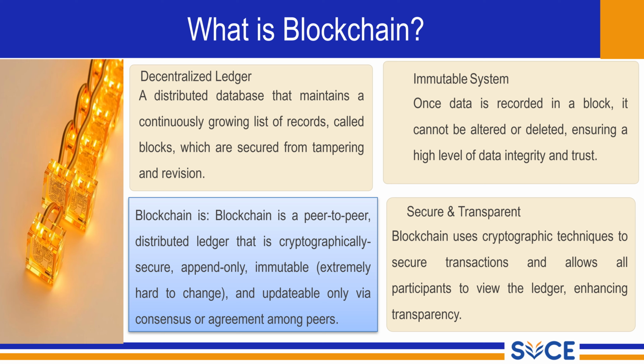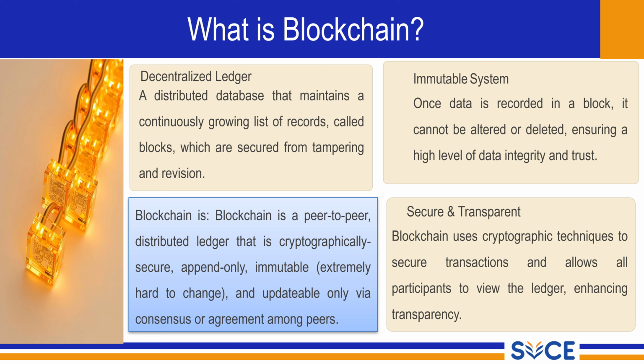Okay, now let's see what is blockchain. Blockchain is a revolutionary technology that supports cryptocurrencies like Bitcoin, but its applications extend far beyond digital currencies. Here is a more detailed explanation of what blockchain is and how it works. So blockchain is a peer-to-peer distributed ledger that is cryptographically secure, append only, immutable, and updatable only via consensus or agreement among the peers. So what is meant by peer-to-peer distributed ledger?